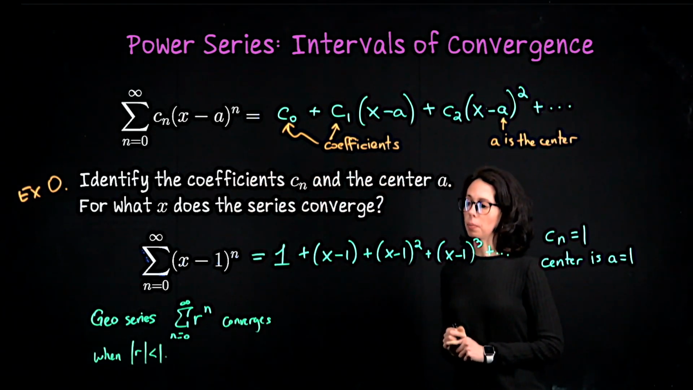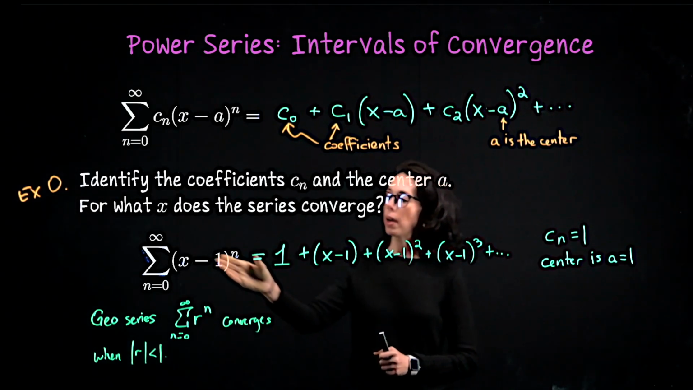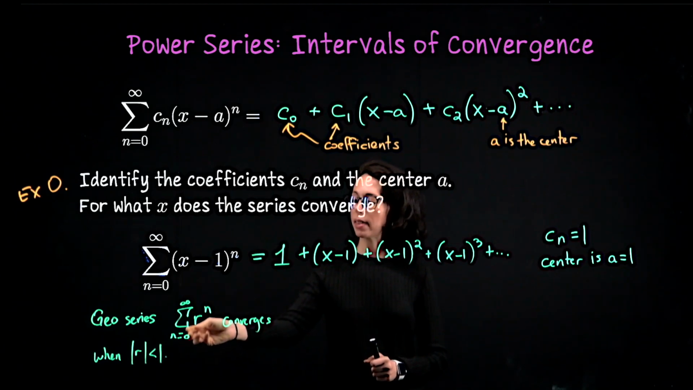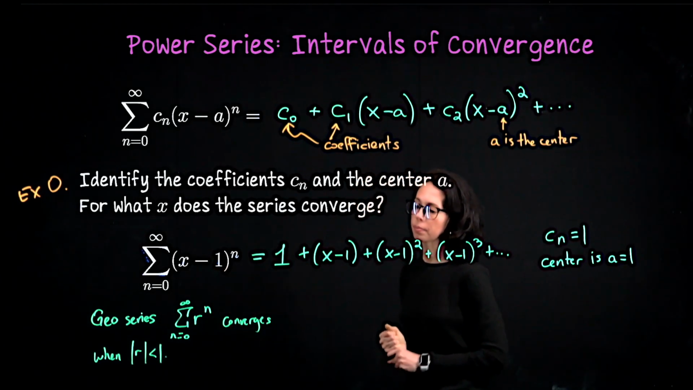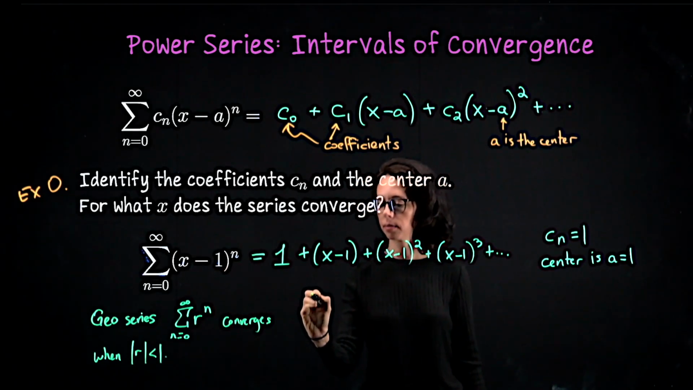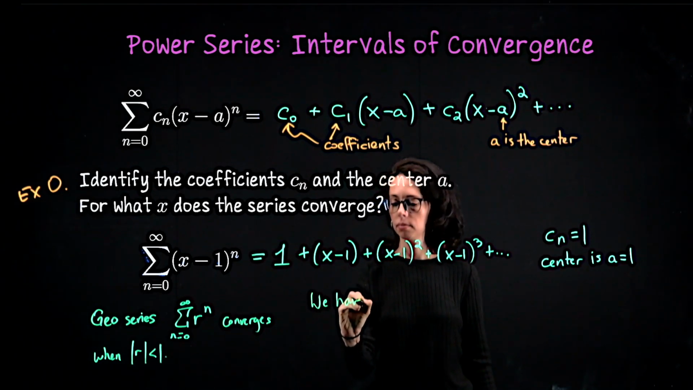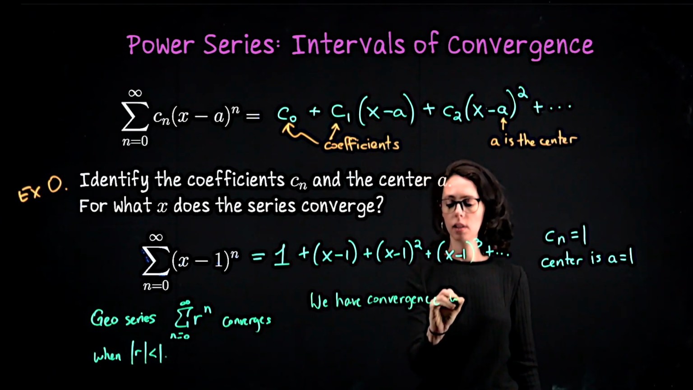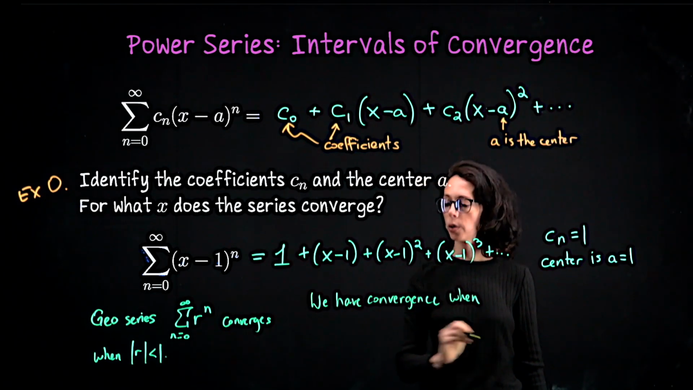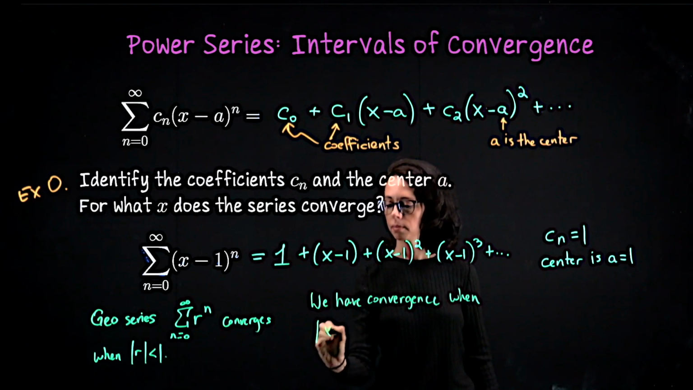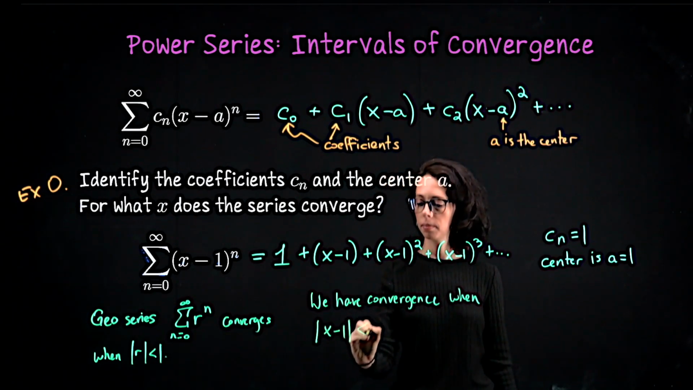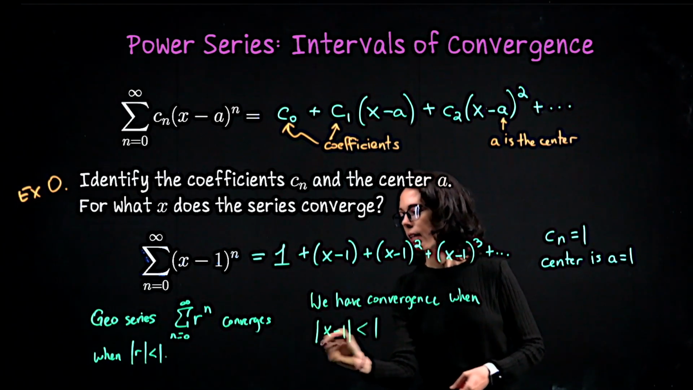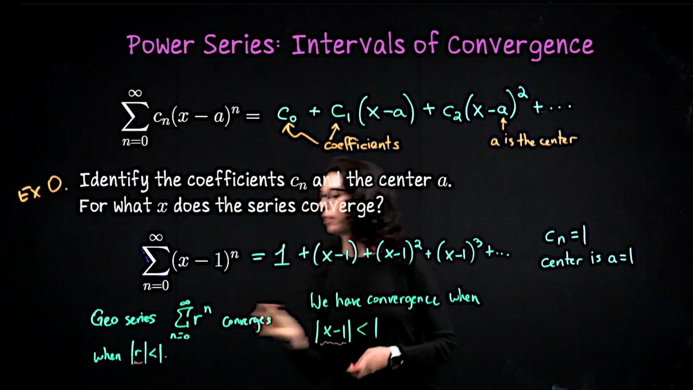In this example, what we're going to do is think of x minus 1 as that base. So for what values of x can we say that the absolute value of x minus 1 is less than 1? So we get convergence when the absolute value of x minus 1 is less than 1. So here, this x minus 1 expression is analogous to the letter r for our more traditional looking geometric series.